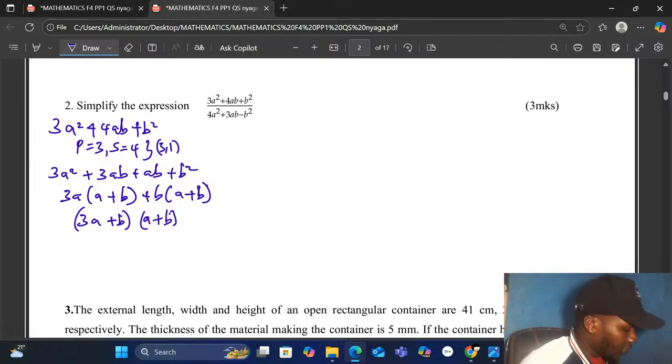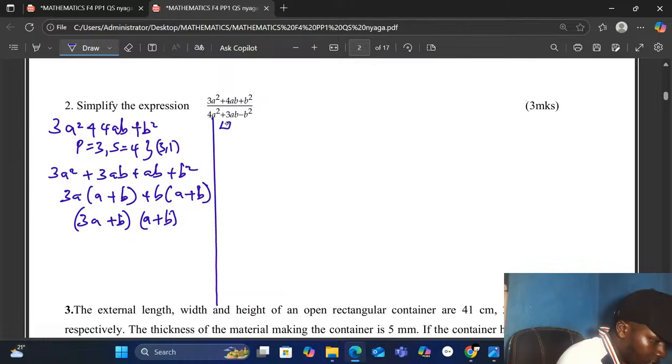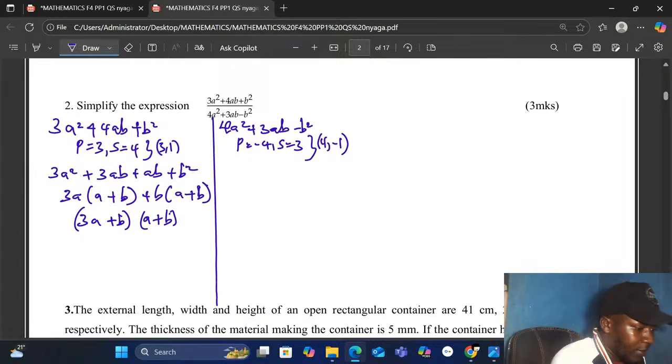Then we solve the denominator. With the denominator, we have 4a squared plus 3ab minus b squared. So the product is -4. The sum is 3. So the numbers will be 4 and -1.